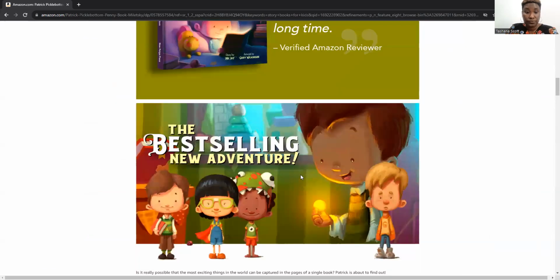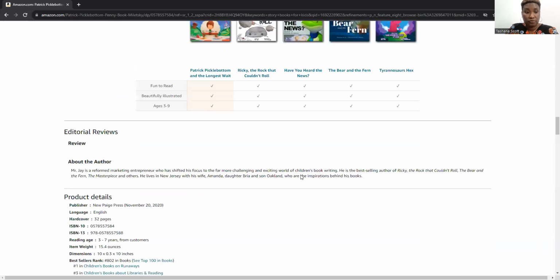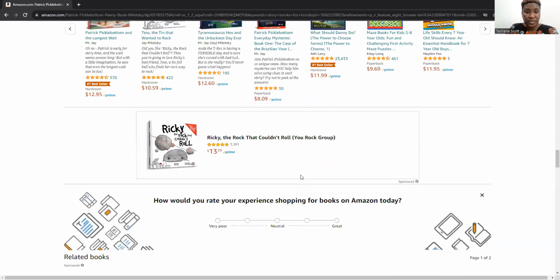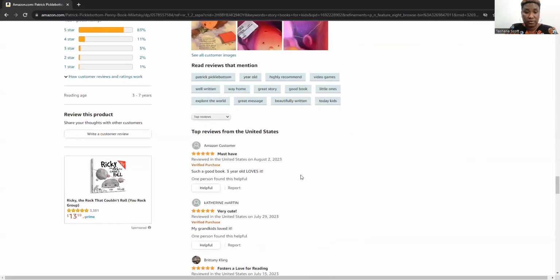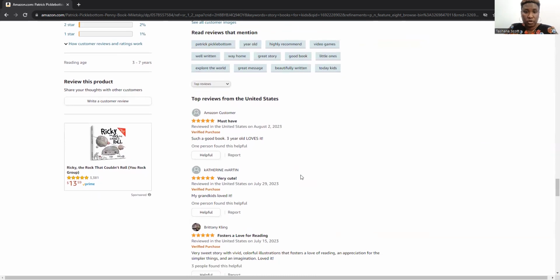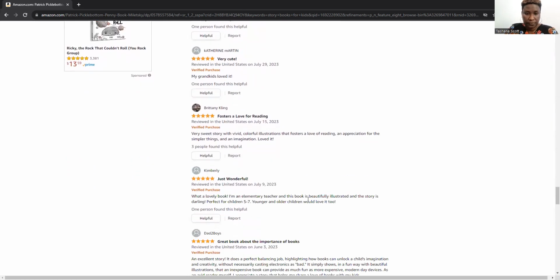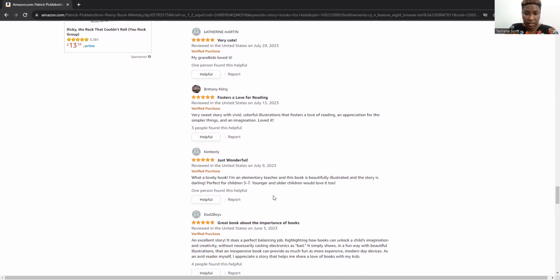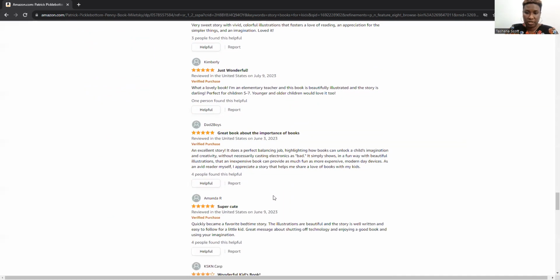You know, these are some of the things that you can look for and find your keywords. You can also check out what the reviewers are saying and look at the words that they have put in their reviews. You know, good book, 3-year-old loves it. There you go, a book for 3-year-old. Colorful illustrations, love of reading, imagination again, books for elementary teachers. So there are tons of keywords here.